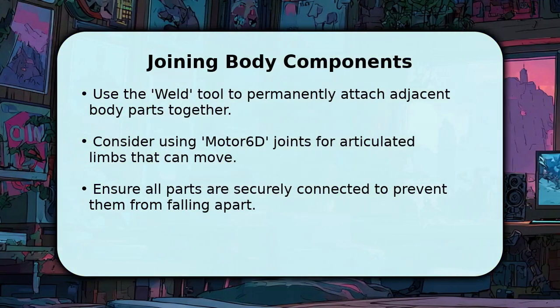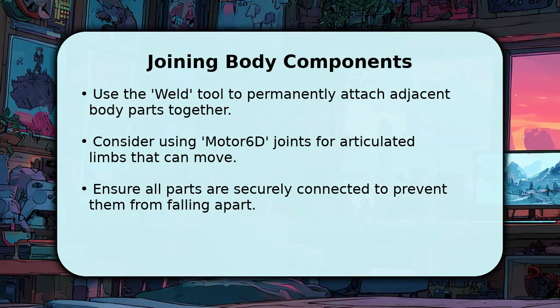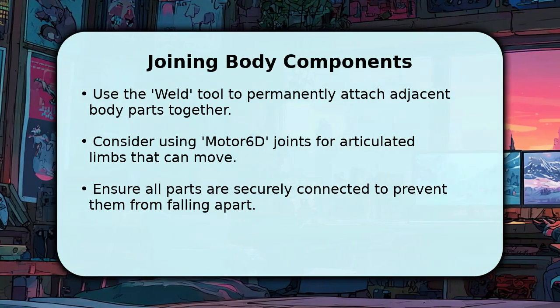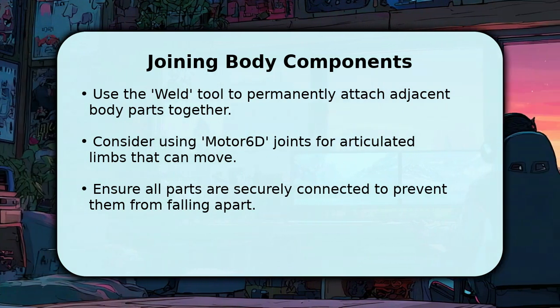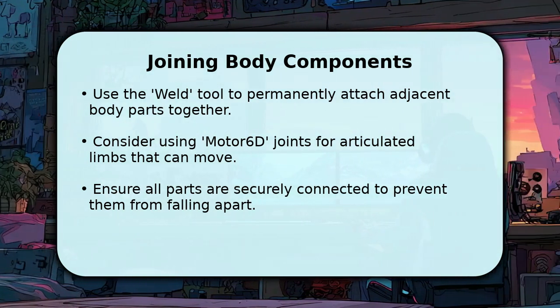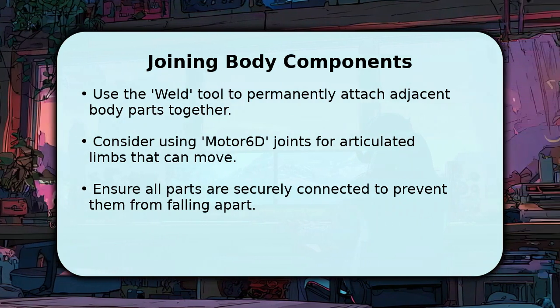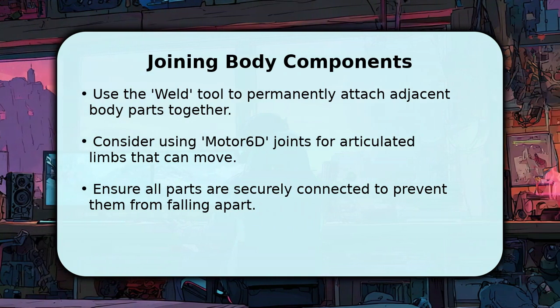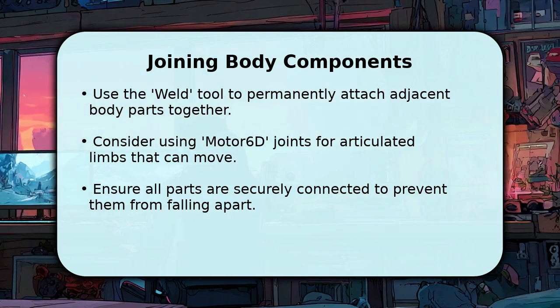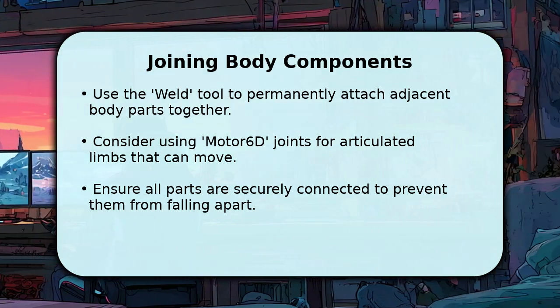It is time to assemble your body by connecting all the individual pieces. Select two parts you want to join, then click the Weld tool under the Model tab to permanently fuse them. For articulated limbs that require movement, explore using Motor6D joints instead of simple welds. Carefully check all connections to ensure your body remains a cohesive, single unit.